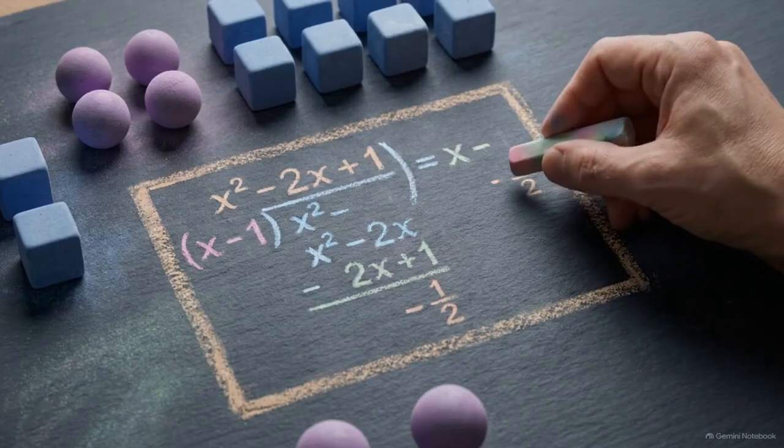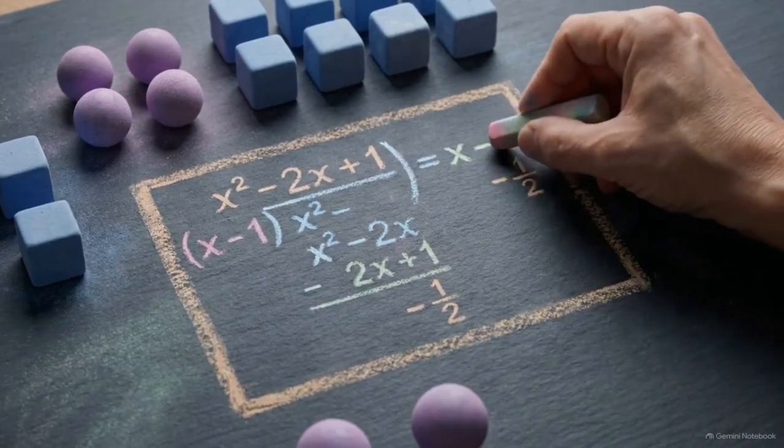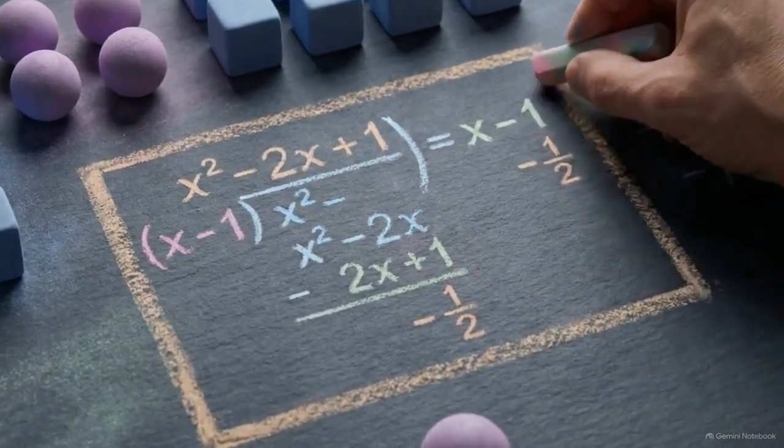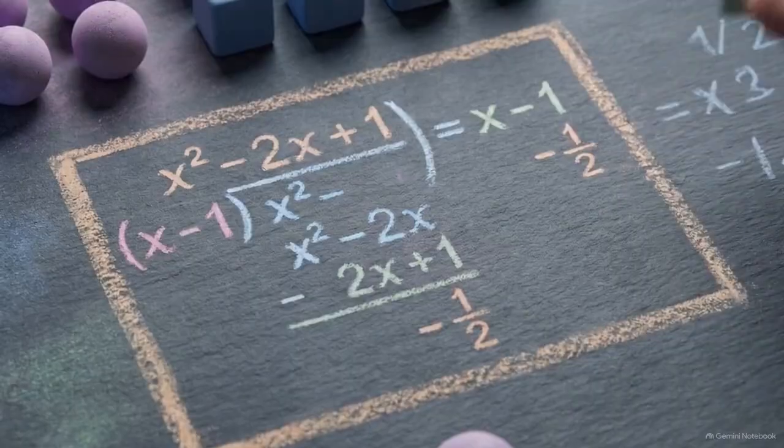By strictly following this loop, arranging terms, dividing the leads, multiplying, and checking the degree, you can simplify any polynomial fraction.